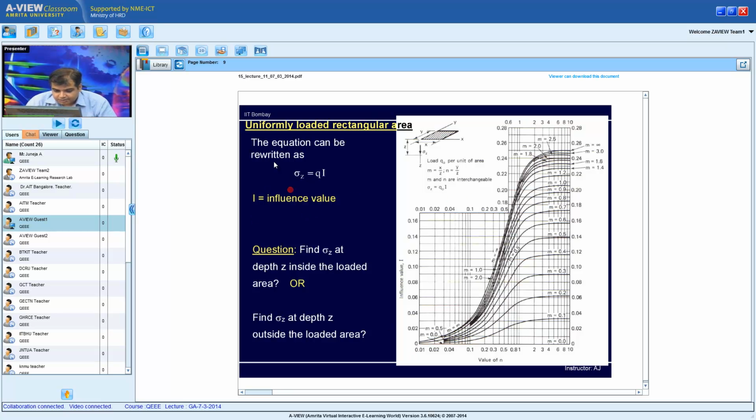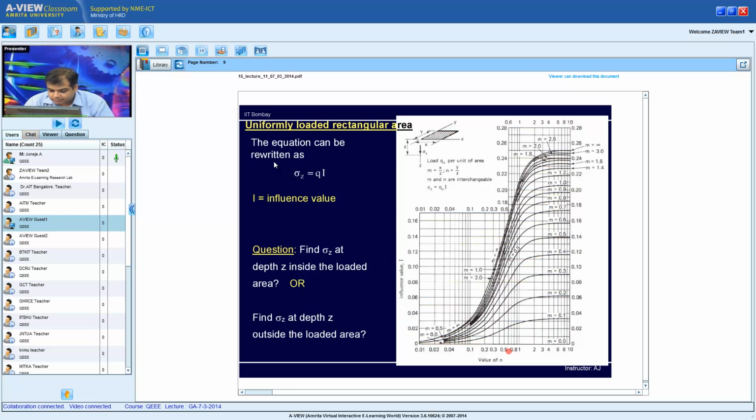Okay, so this I is the influence value which is read from these charts. These are design charts which we look at. The value on the horizontal axis is the n value. n is the normalized one part of the dimension of the loaded area, and each curve represents the m value. And remember, we said m and n are interchangeable, you can interchange them. The vertical axis, or the ordinate axis, is the influence value.